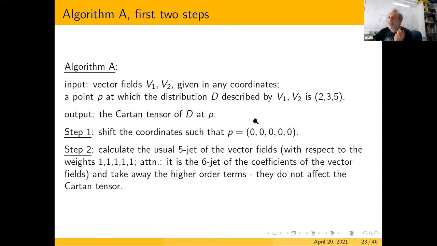So, a very simple algorithm. Step one, of course, we have to shift the coordinates so that P has zero coordinates. Then, this 3-jet with respect to weights 1, 1, 2, 3, 3 depends on the 5-jet with respect to the usual weights, all 1. It is the set of coefficients of the field. So we can calculate this 5-jet and throw away all other terms. They do not affect the Cartan tensor at all. So we work with this 5-jet with respect to usual jets. These are trivial steps.